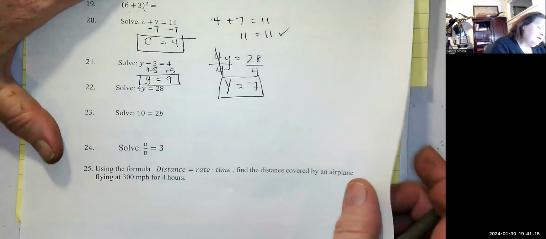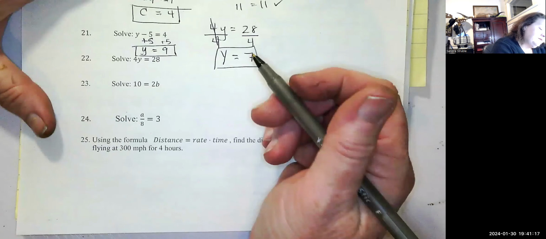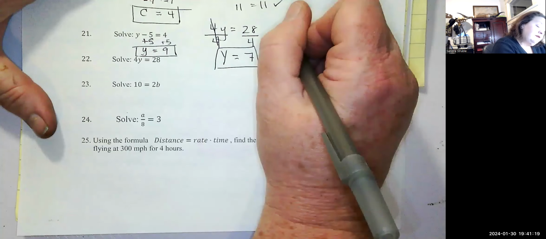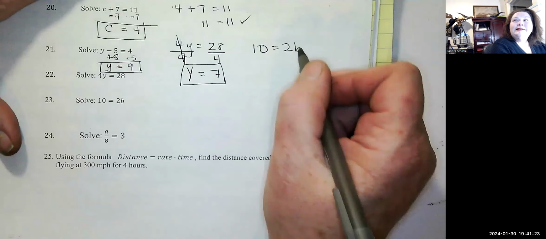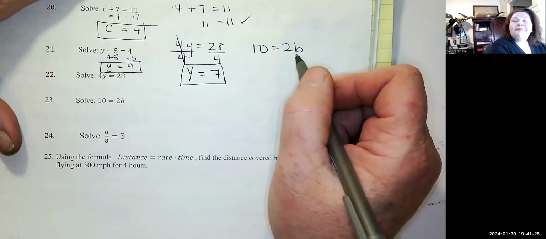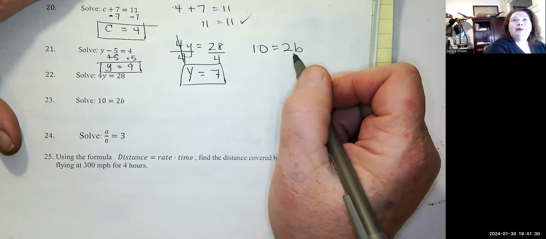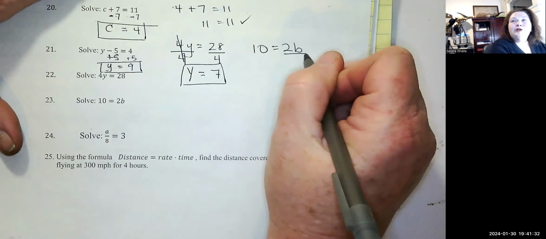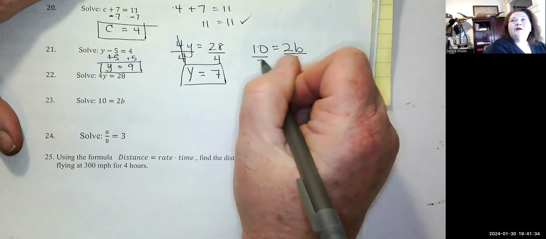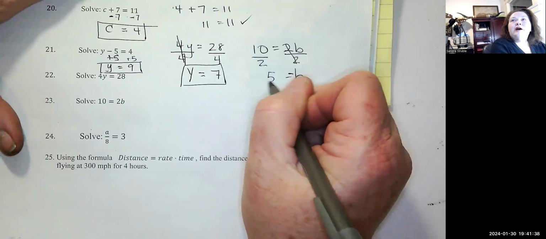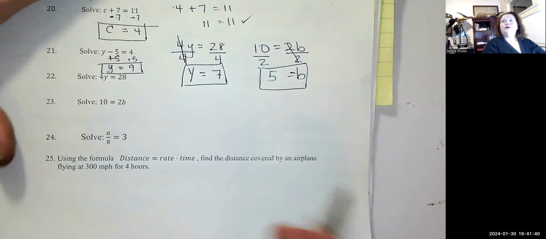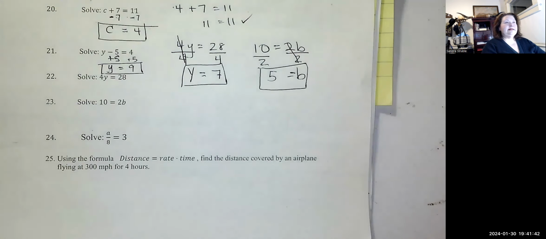Okay, that's 22. 23, it says 10 is equal to 2b. So we're isolating b, that's who we're solving for. And who's attached to b and how? 2 is attached to b by multiplication. Opposite of multiplication is division, or the inverse. All right, so b is equal to 10 divided by 2, which is 5. All right, what's next?